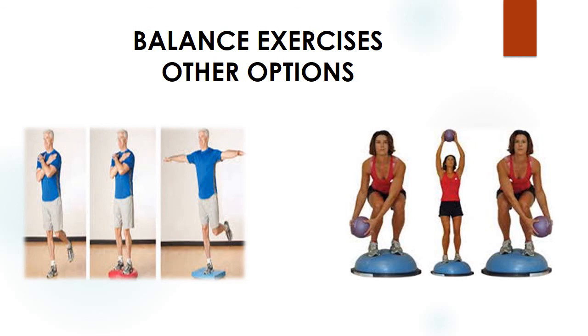Other options for balance and proprioceptive exercises include Bosu ball or unstable type of work. Here shows a patient on various progressions of unstable surfaces. Here he's doing a single leg stance, which is a proprioceptive exercise for the entirety of the right lower extremity. Next progression would be to do this with the eyes closed, for example.